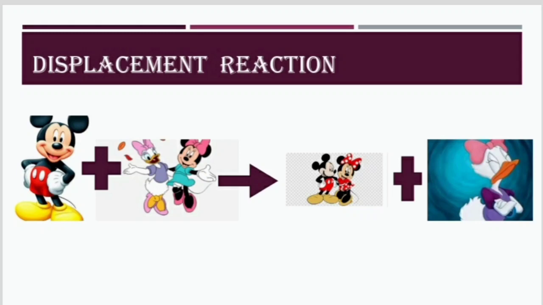So as you see in this analogy, Minnie Mouse is more reactive than Daisy Duck. So it displaces Daisy Duck and it rejoins with Mickey Mouse. Now the Daisy Duck is kicked out from its position. Now let's see some examples.